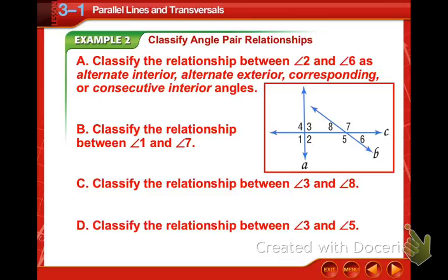So we need to classify the relationships between these angles. So first off, angles 2 and 6 are in the same position, so that means they are corresponding.